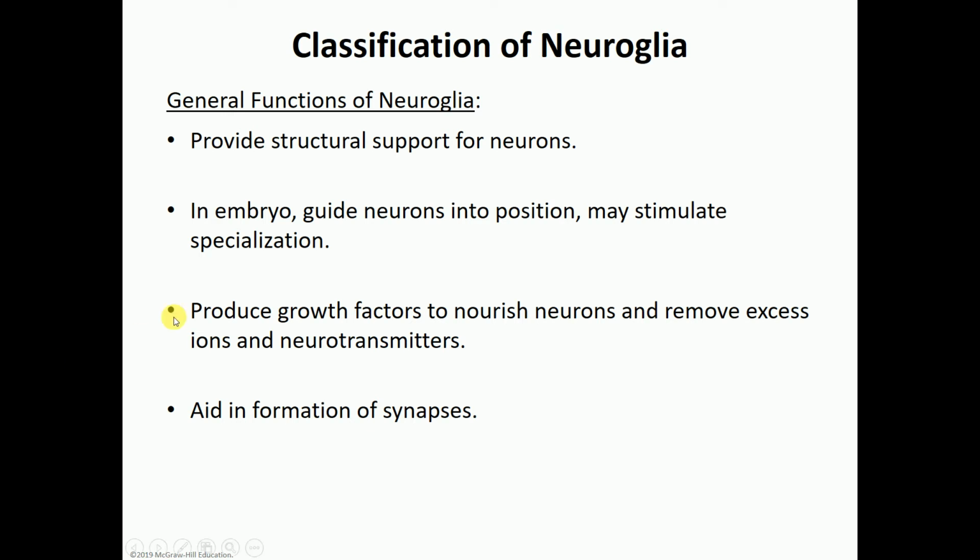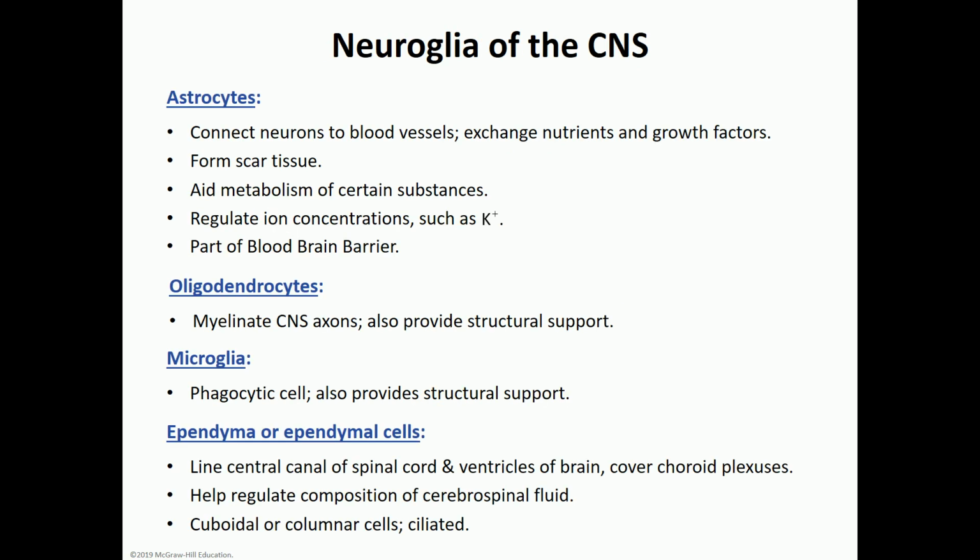It also helps in the making of neurotransmitters or the removal of excess neurotransmitters. It aids in the formation of a synapse. So remember, a synapse is where a nerve meets something else. So it could either meet another nerve or a muscle or a gland. So the neuroglia in the CNS. Pay attention that these neuroglia that we're going to be talking about are in the central nervous system.